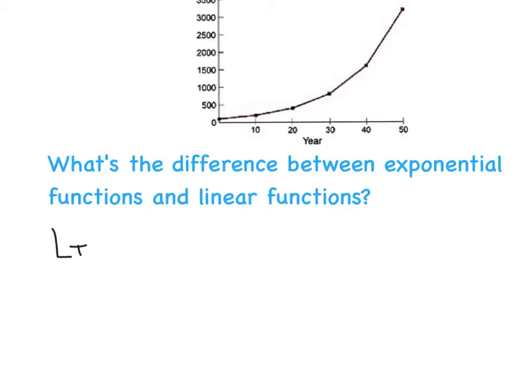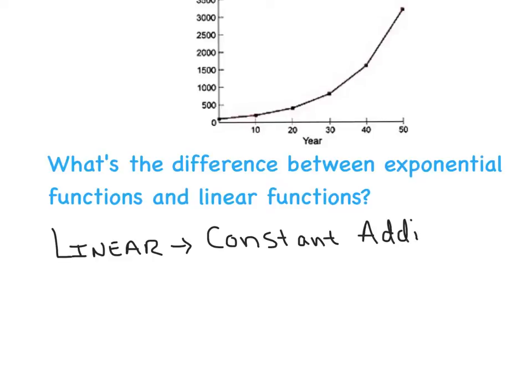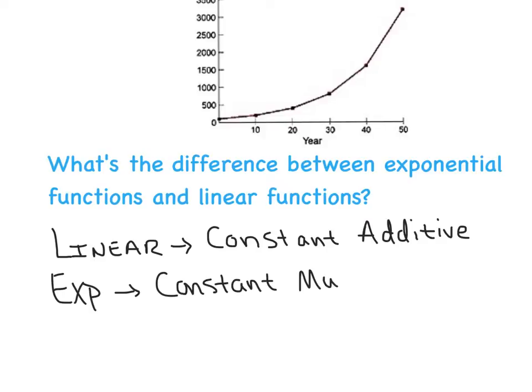First of all, a linear function is one that has what we call a constant additive effect. In other words, you're continuously adding the same amount over and over. Whereas, by contrast, when we talk about an exponential function, it has what we call a constant multiplier effect. In other words, you are continuously multiplying by the same value over and over again.